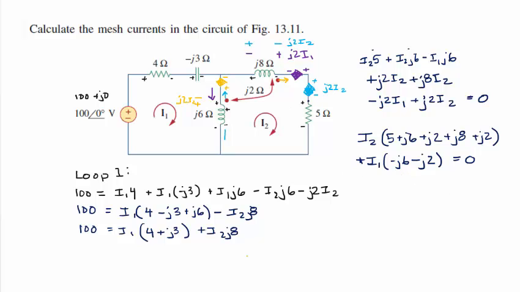So now it's just a simple matter of simplifying this the rest of the way, and then you get I2 times (5, let's see, 14, 15, 16, plus J18) plus I1 times minus 8J equals 0. I now have 2 equations and 2 unknowns, I1 and I2, which you can solve for.